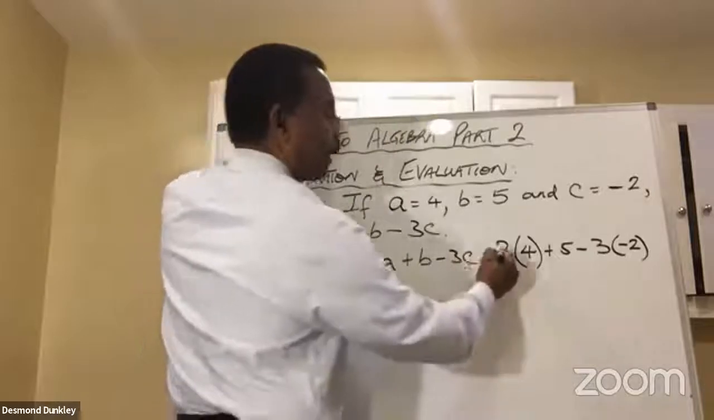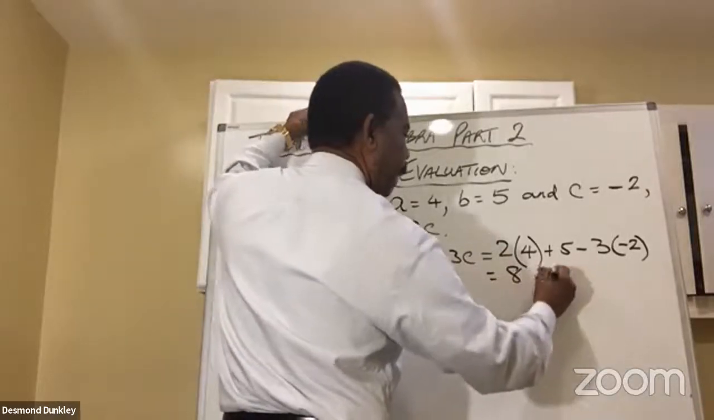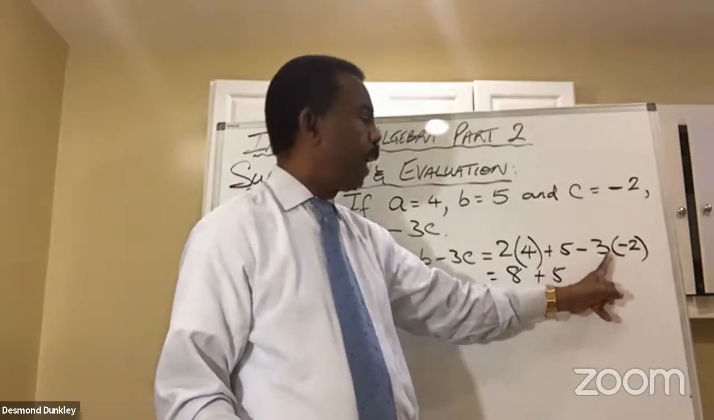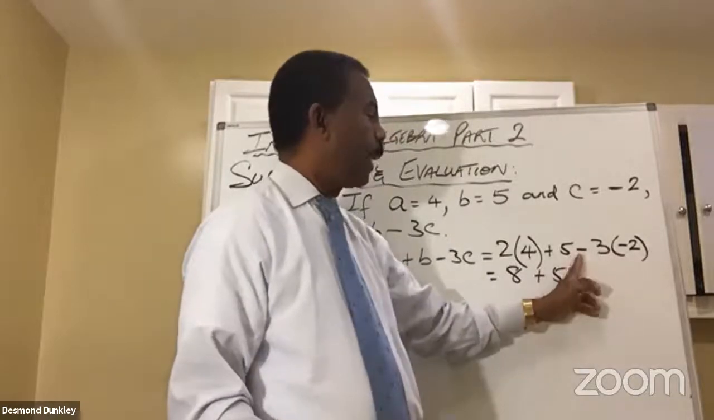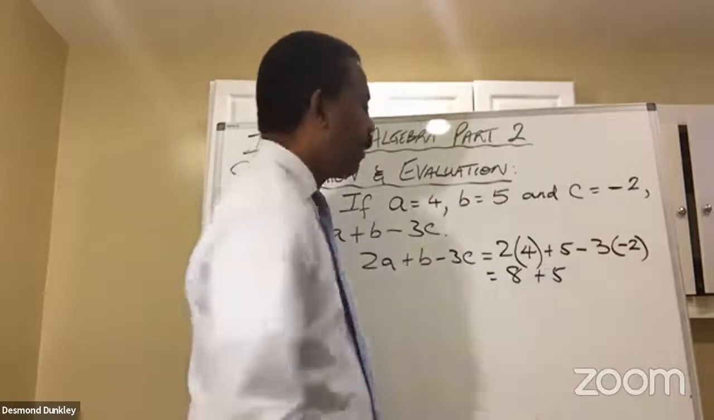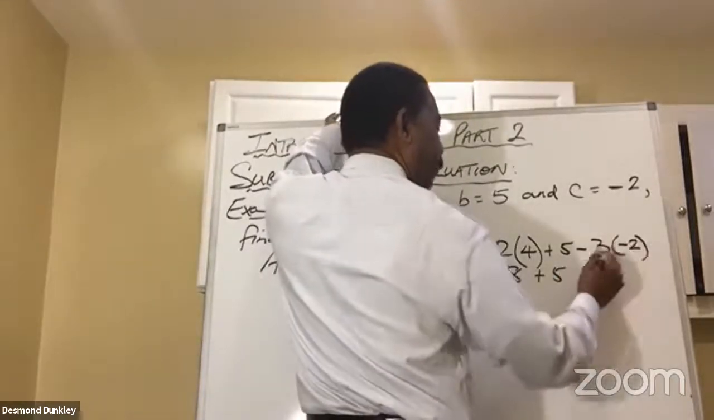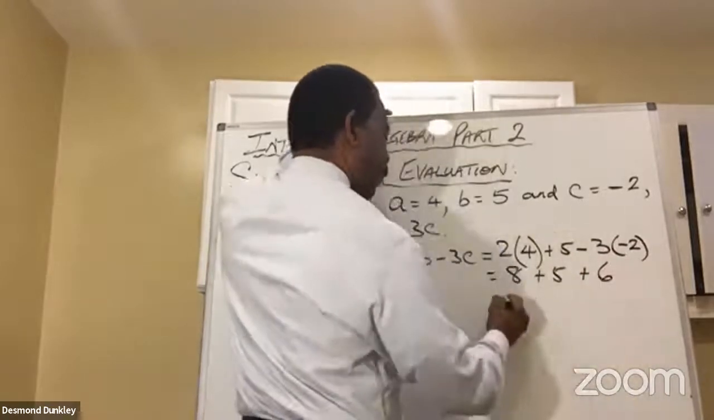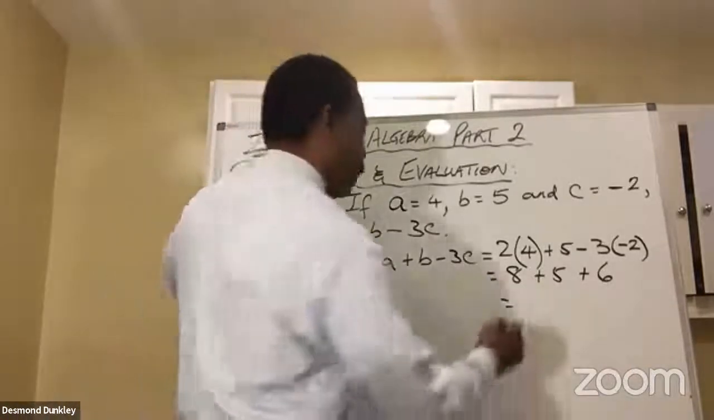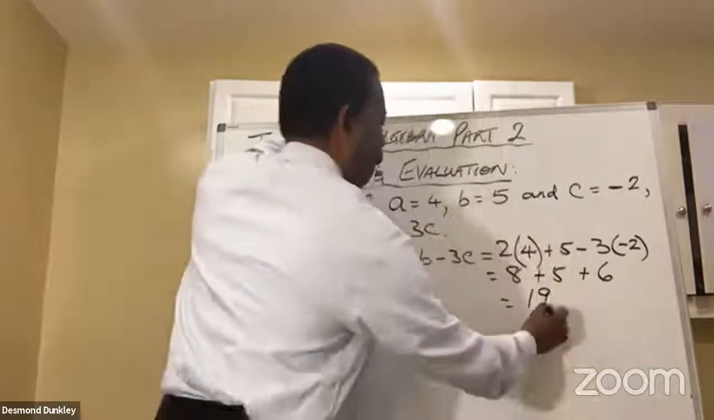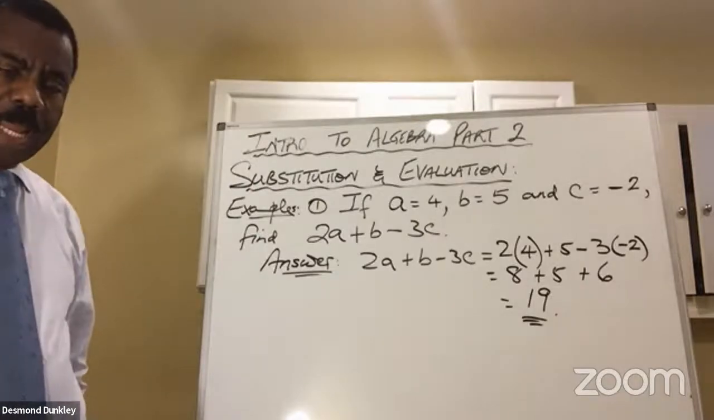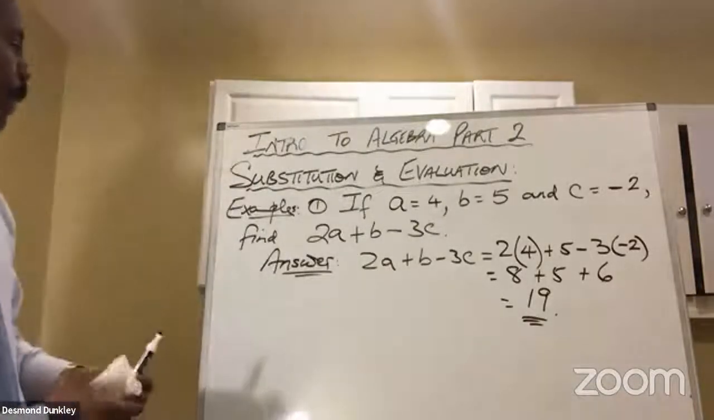So what's that equal to? Well, 2 times 4 is 8 plus 5. Notice this minus 3 has a multiplication right here. So we have to do the multiplication first before we can combine these two terms with the 5. Multiplication goes before subtraction. So it's going to be negative 3 times negative 2 gives me positive 6. So this question in particular works out to be 8 plus 5, 13, plus 6, 19. That will be the answer for that question. Okay? Let's try another one. Let's try a different question.